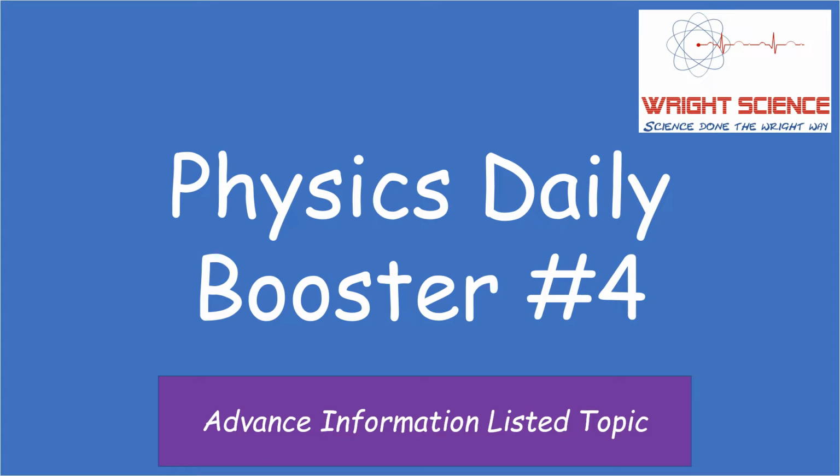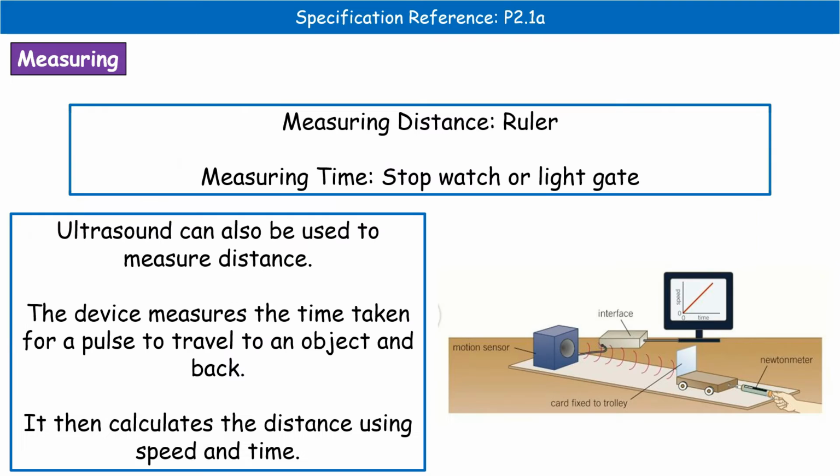This is number 4 in our series and it is one of the advanced listed topics. This time it is listed on both foundation and higher tier, so it's section 2.1 in the specification that we are looking at today. What we're going to be looking at then are a few key calculations and types of graph that we need to do, all to do with movement basically.